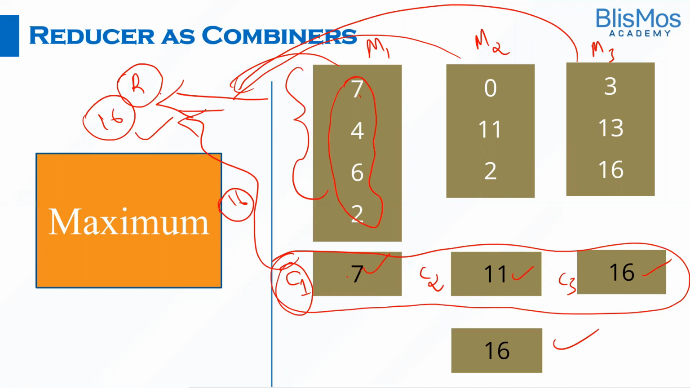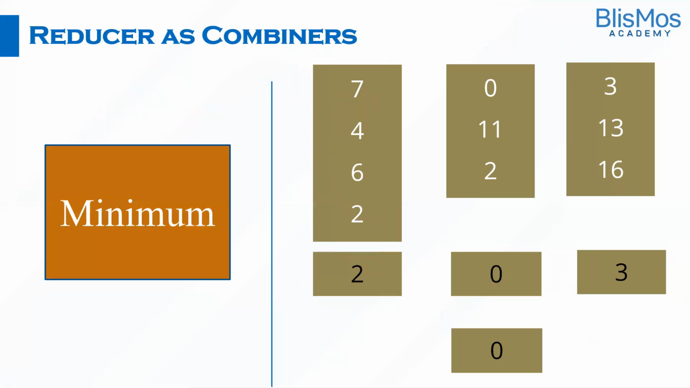We are using the same logic as that of a reducer in the combiner. The result is the same. That is excellent. So we can use the reducer logic as a combiner logic here. The same thing applies to minimum. In this case, the minimum out of this is 2. Here it is 0. Here it is 3. If only the reducer has to take all of this, the minimum is 0.